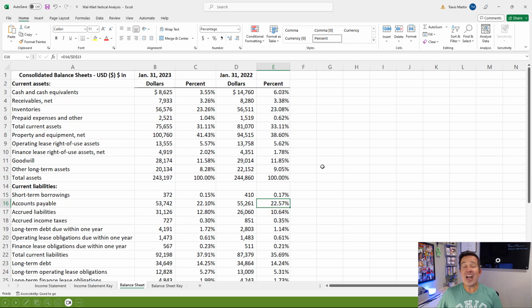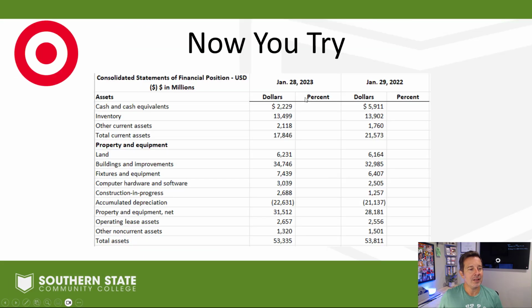So that's the idea behind a vertical analysis. On the income statement, we're dividing every line on the income statement by total revenue, or net sales if we just have one line of revenue. And on the balance sheet, we're dividing everything by total assets. And jump back to our notes here. Now you give it a try.